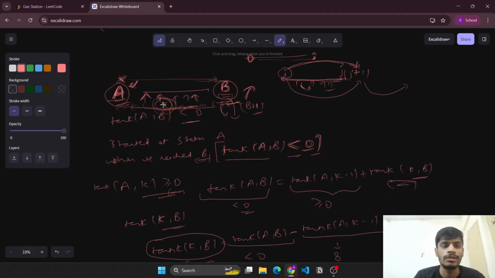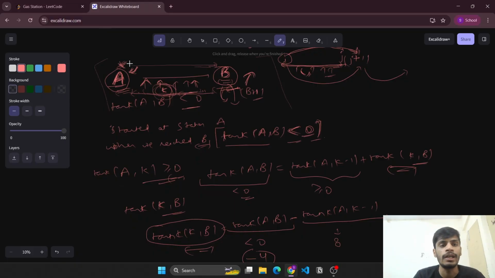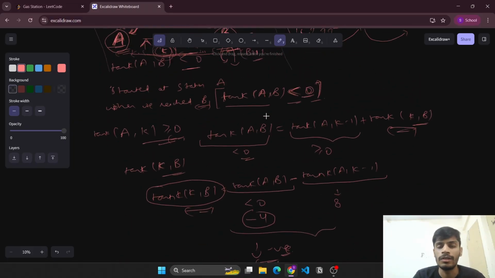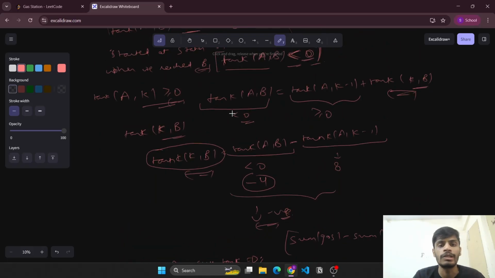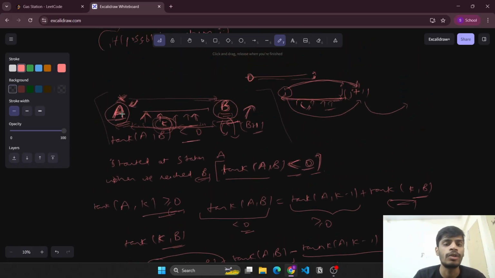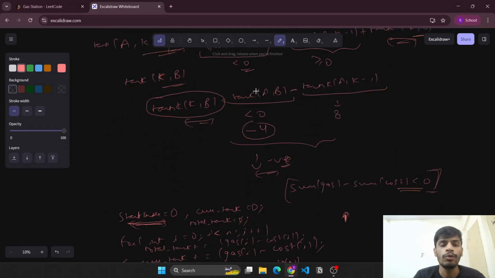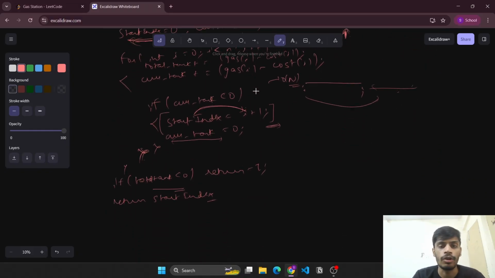Then we tried to derive it using generalized cases: if we started at a, and b is the first point where the tank becomes negative, then it will never be positive for any starting index between a and b. It will be even more negative. We considered starting at any point between a and b, did the derivation, found the observations, and then converted this logic into code. This is the overall logic for this problem.